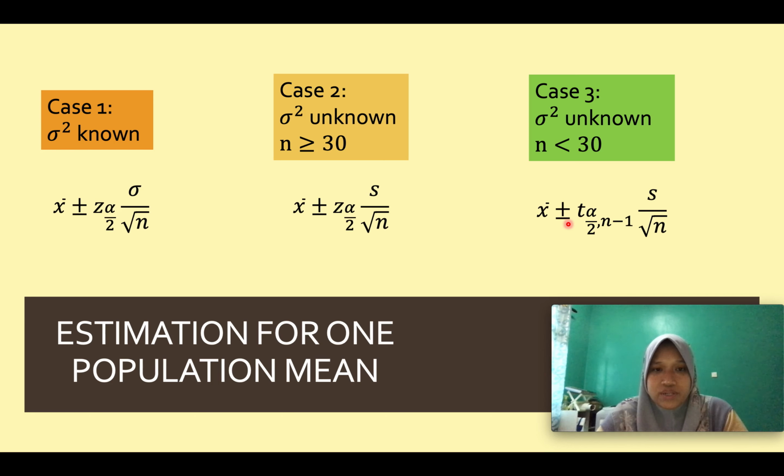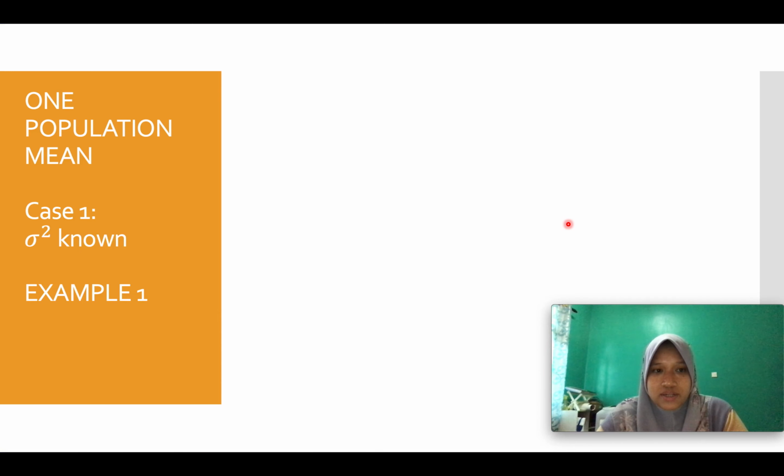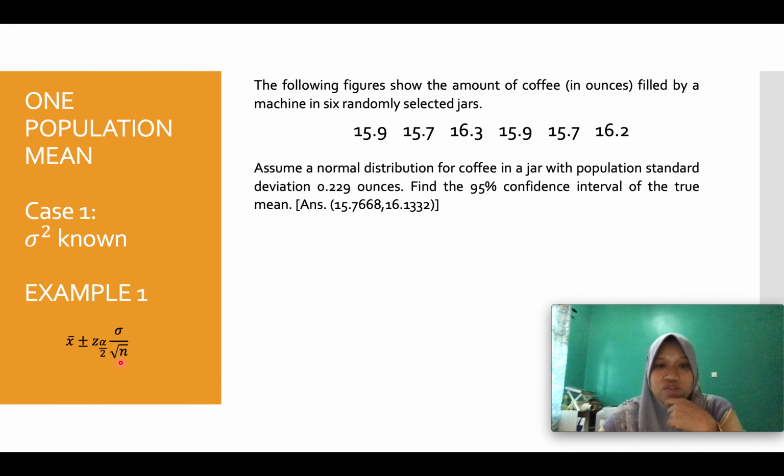So let's take a look at the example. Okay, an example for case number 1. Case number 1, population variance known. So the formula is given by x bar plus minus z alpha over 2 sigma over square root n. Okay, the following figures show the amount of coffee in ounces filled by a machine in 6 randomly selected jars. So you are given the raw data. Assume a normal distribution for coffee in a jar with population standard deviation 0.22 ounce.